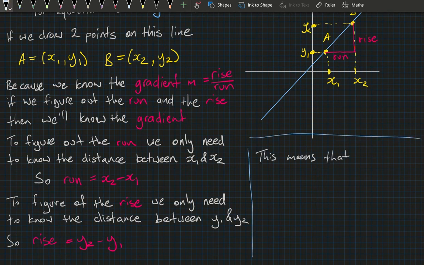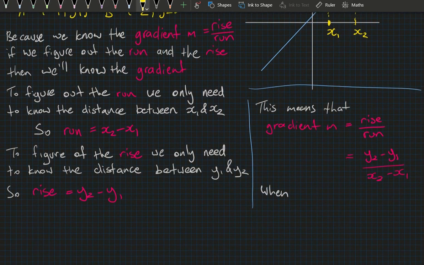This means that the gradient m is equal to rise over run, and as rise is equal to y2 minus y1, and run is equal to x2 minus x1, therefore rise over run equals y2 minus y1 divided by x2 minus x1.